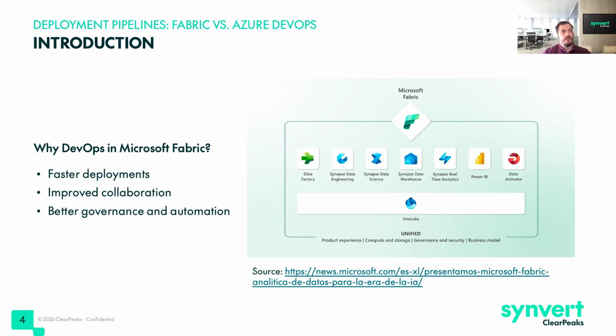But why may you need DevOps in Fabric? Basically, because it is going to improve the way you develop solutions without impacting business. It speeds up deployments in a more secure way. It improves collaboration because you can deliver while business keeps using your productive solution. It enhances CI/CD, so continuous integration and continuous development. And of course, it eases the governance and the automation of your solutions in Fabric.